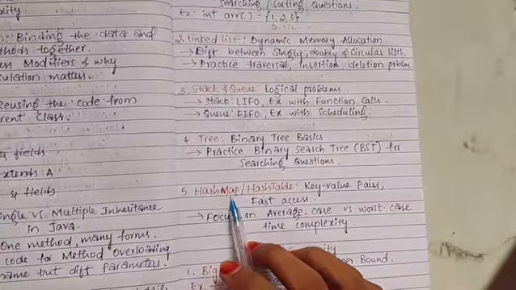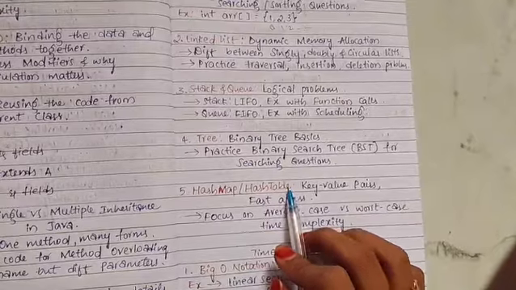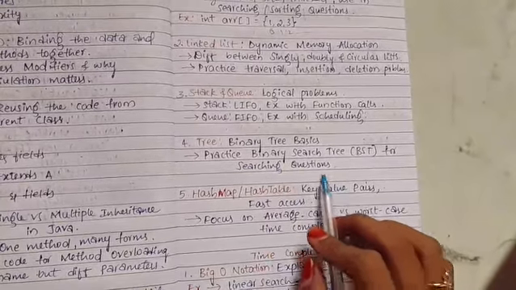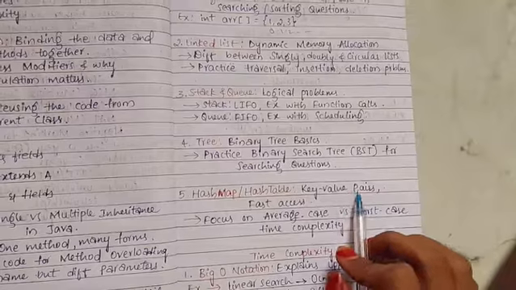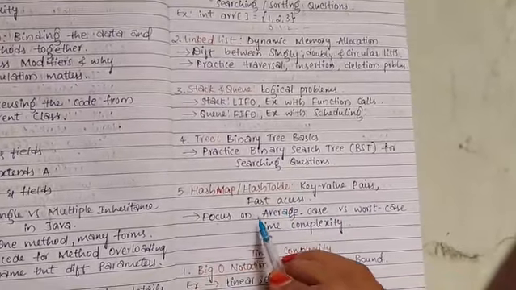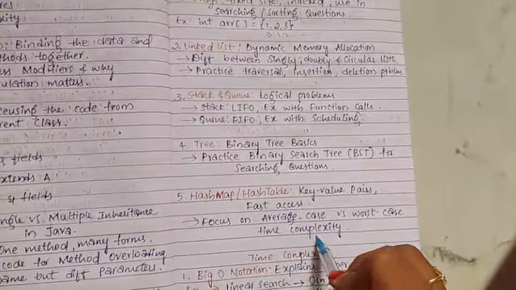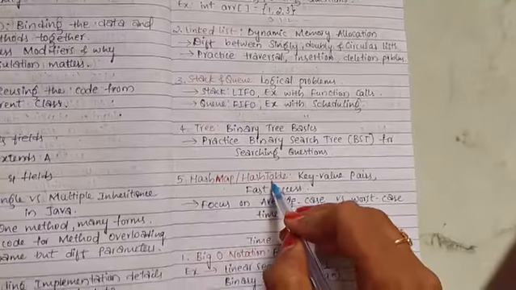The fifth one is hash map or hash table. In this concept, you have to focus more on key-value pairs and fast access. And one more thing, focus on the average case and worst case time complexity in the hash map or hash table.